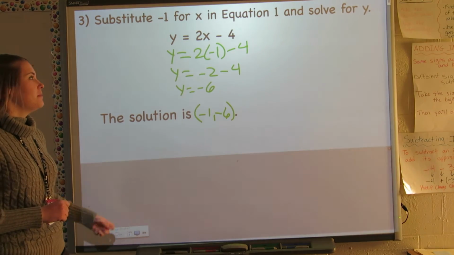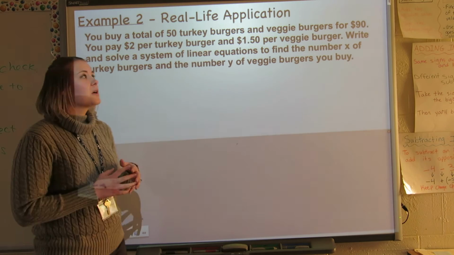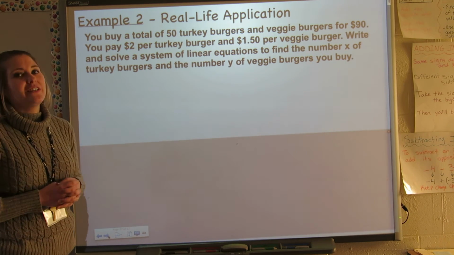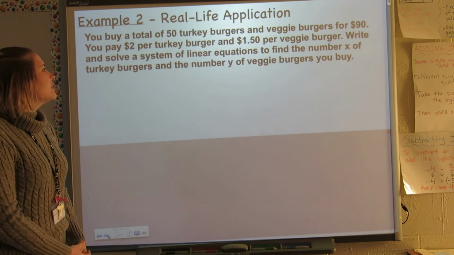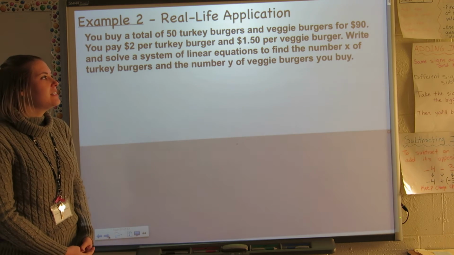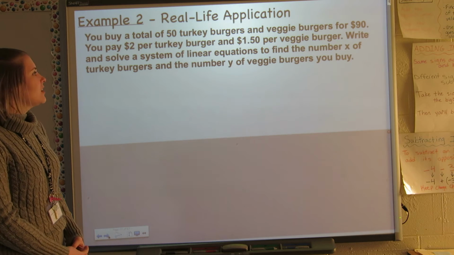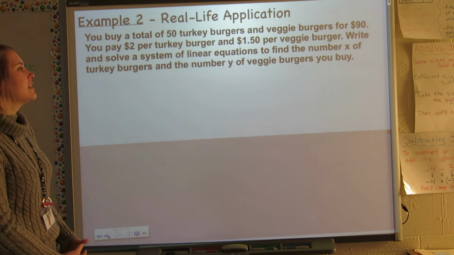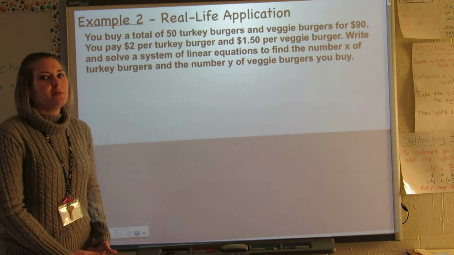Let's look at another example. This time we're going to take a look at a word problem. You buy a total of 50 turkey burgers and veggie burgers for $90. You pay $2 per turkey burger and $1.50 per veggie burger. Write and solve a system of linear equations to find the number x of turkey burgers and the number y of veggie burgers you buy.